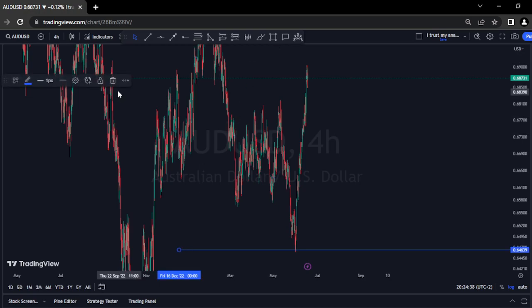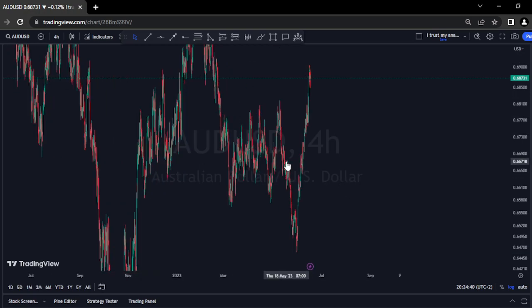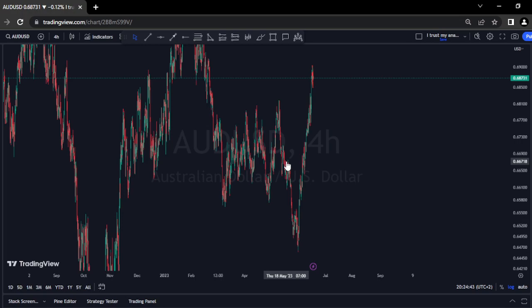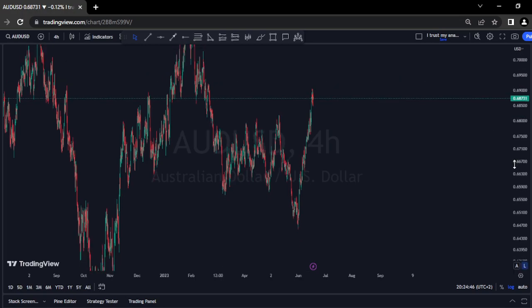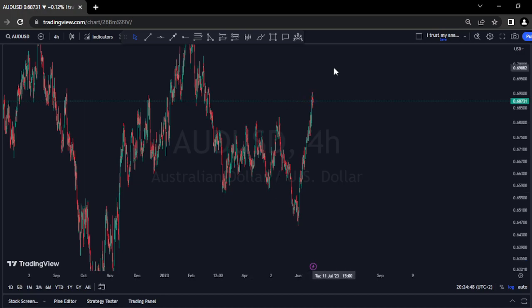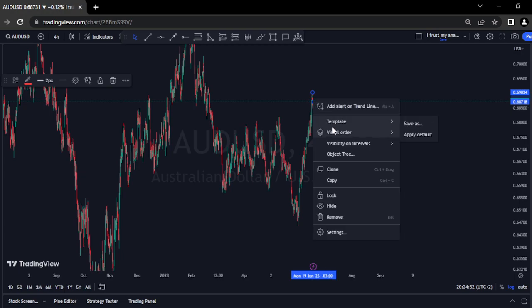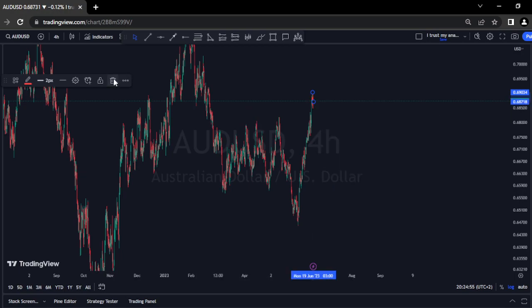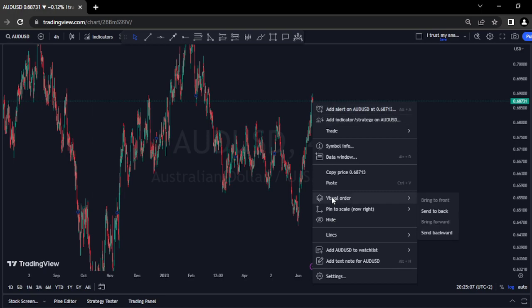Okay. So, for those of you who remember the analysis on AUD-USD, you can just go back there and have a look at what we are looking for.